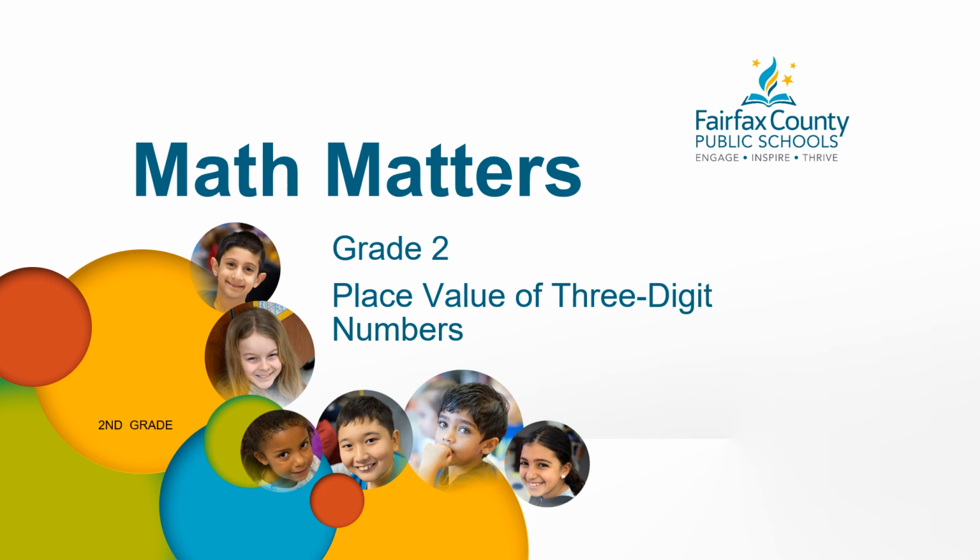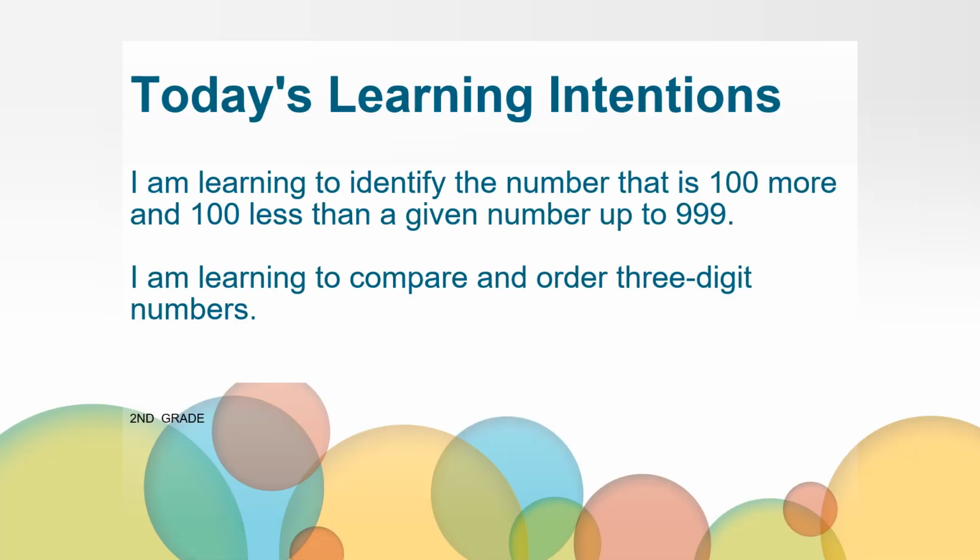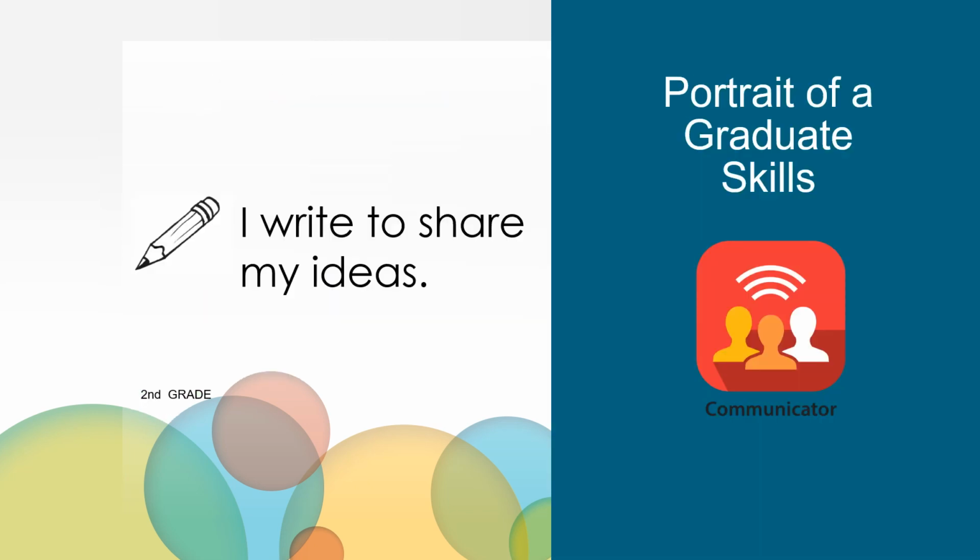I'm Mrs. Cook, and today you're going to continue to deepen your understanding about place value of three-digit numbers. During today's lesson, you will be learning to identify the number that is 100 more and 100 less than a given number up to 999, and compare and order three-digit numbers. As you are working today, you will also have an opportunity to practice your communication skills by sharing your ideas through writing and creating mathematical representations.